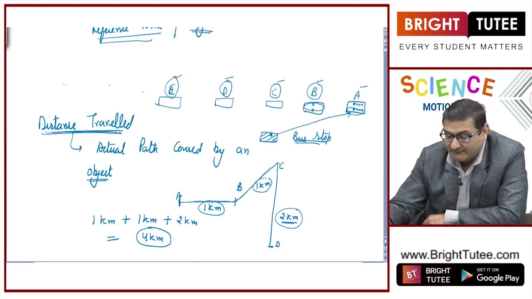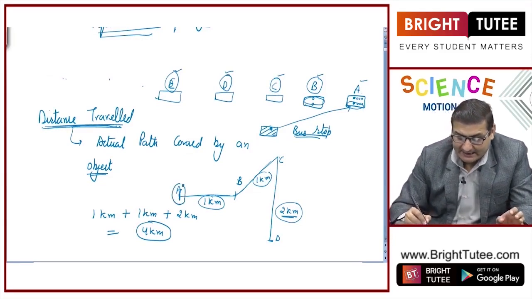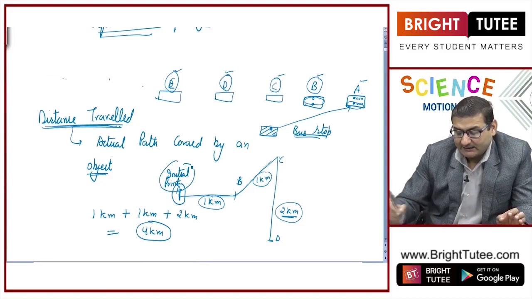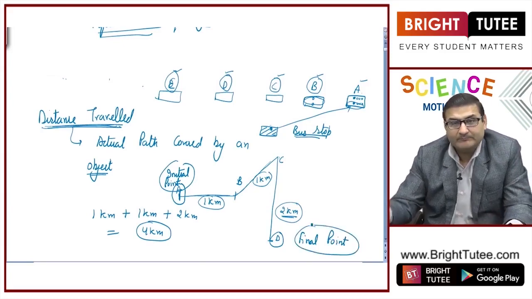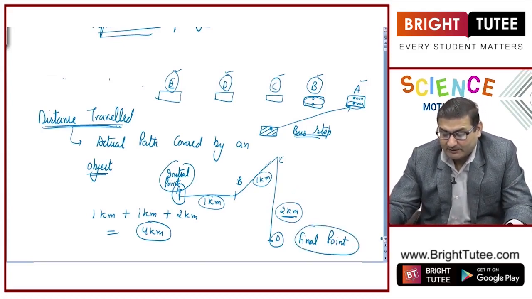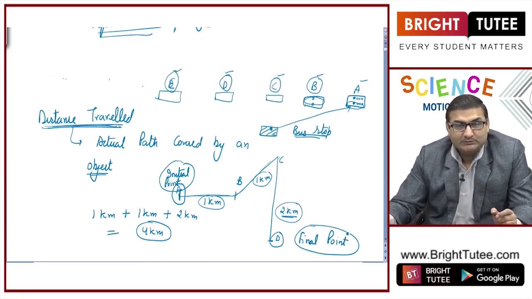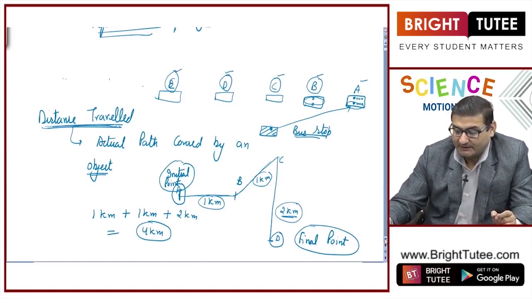Now, a very important thing that you need to note is that this A is my initial point from where I had started, and this D is my final position, my final point. When I am talking about distance travelled, I have said that from the initial point to the final point, the actual path covered is defined as the distance travelled.